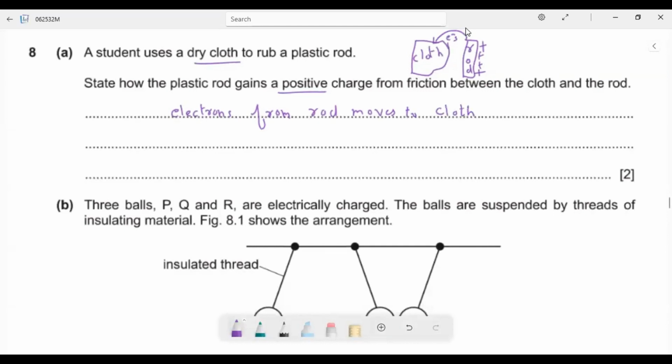So when we are rubbing, initially it will be having both positive and negative ions, and it will be releasing these negative ions to this cloth. So the cloth will become negatively charged and the rod will become positively charged.